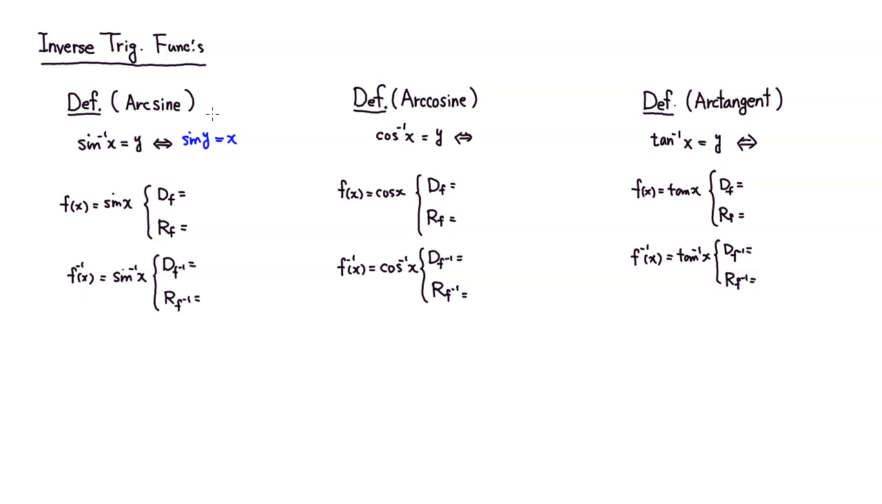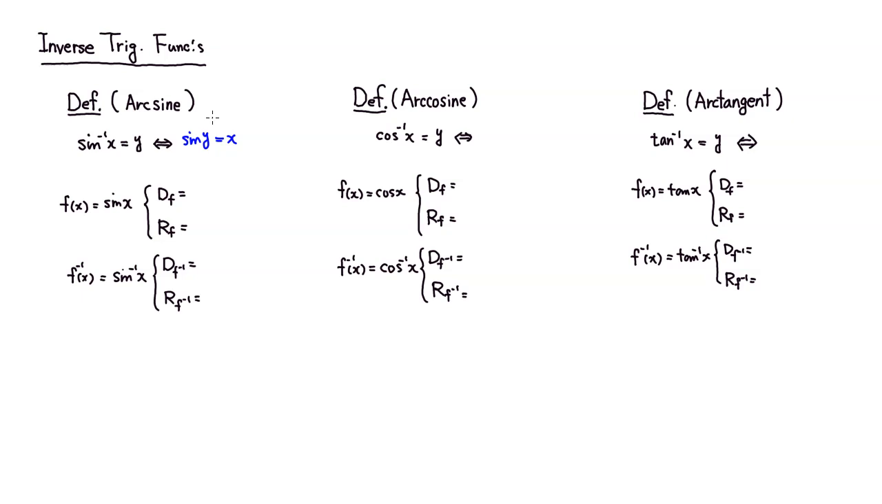The problem with the sine and the other trig functions is that they are typically not one-to-one functions, so they cannot really have inverse functions. We have to do a little bit of tweaking so that the inverse functions can make sense.